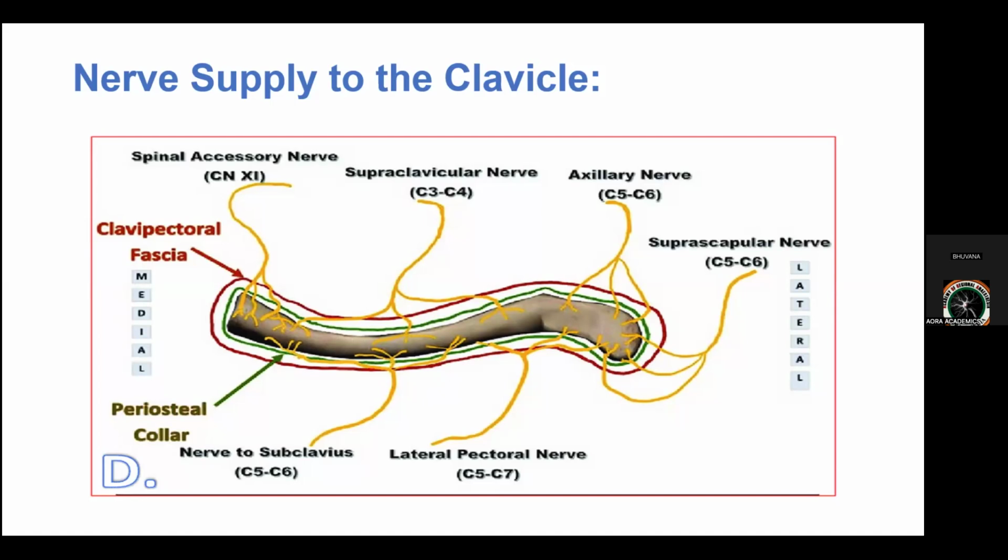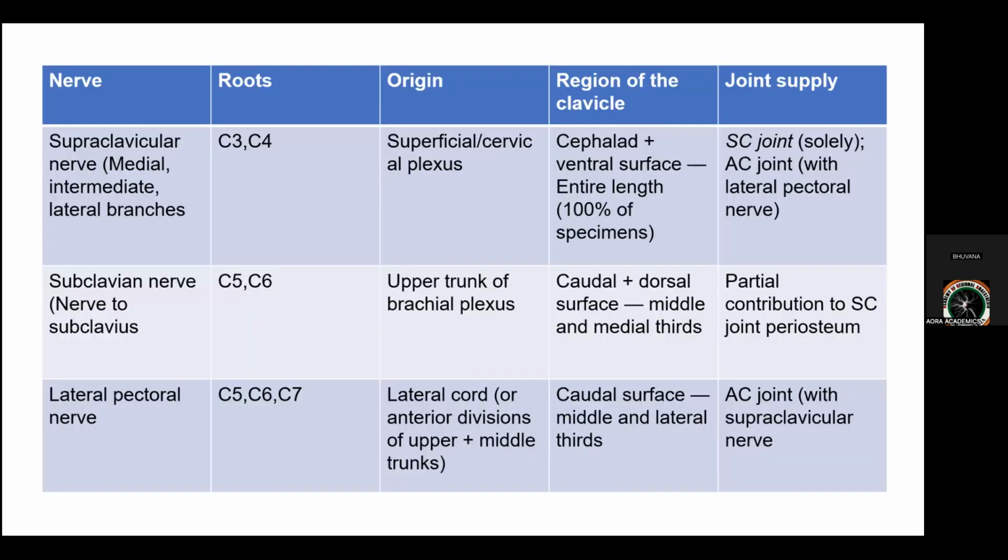The medial aspect of the clavicle has a minor contribution from the spinal accessory nerve, and laterally we have the suprascapular nerve with a minor contribution of the axillary nerve. This is the nerve supply, already discussed with the image. I want to discuss one thing. The supraclavicular nerve is from the C3, C4 nerve roots of the superficial cervical plexus, the nerve to subclavius is from C5, C6 of the upper trunk of the brachial plexus, and the lateral pectoral nerve is from the lateral cord of the brachial plexus from C5, C6, C7 nerve roots.